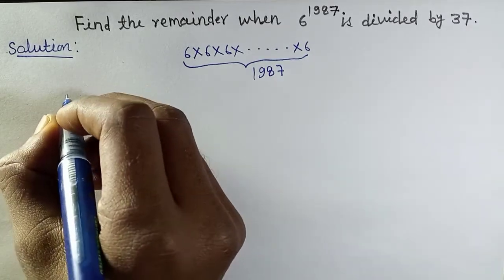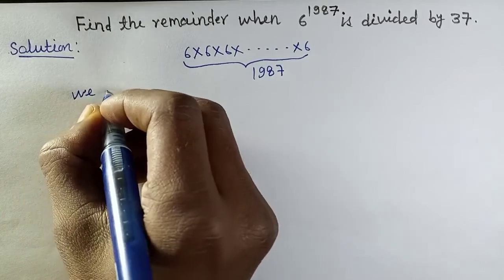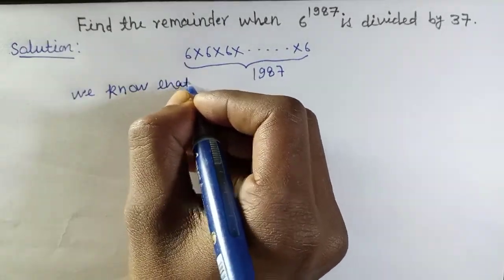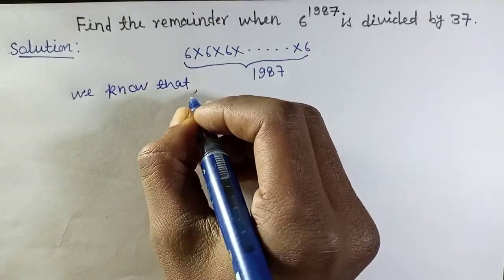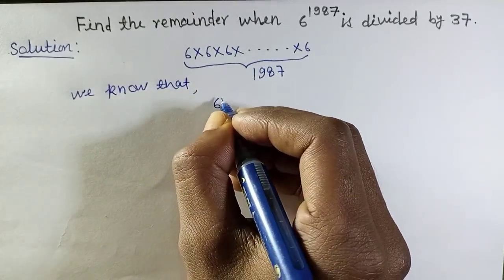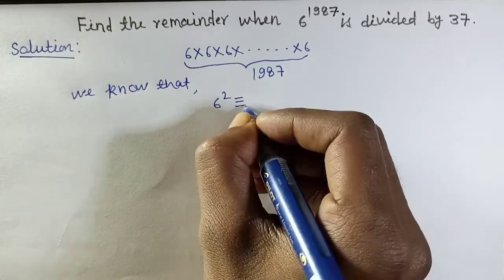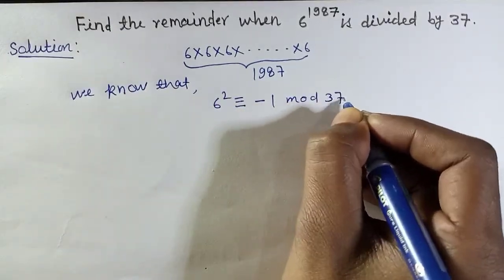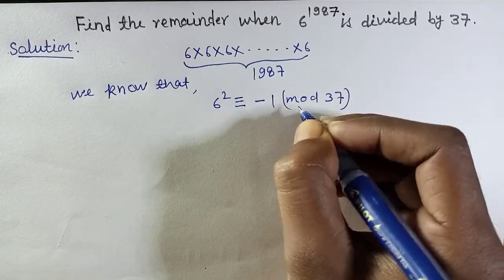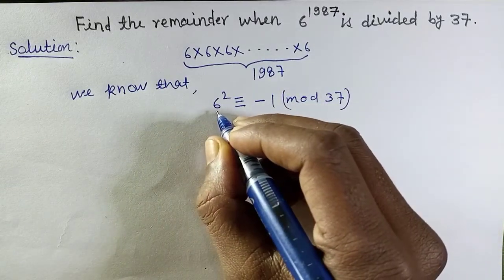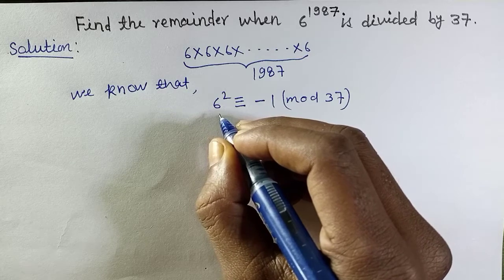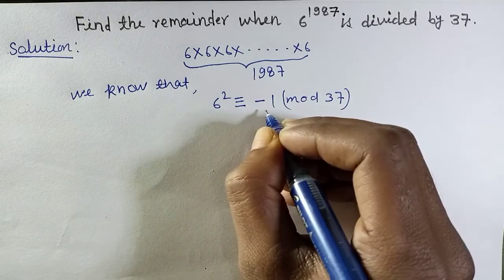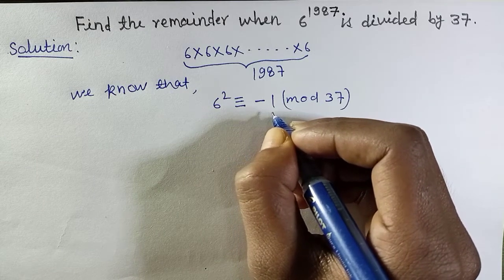We know that 6 square is congruent to -1 mod 37, because if we divide 6 square or 36 by 37, we get -1 as a remainder.